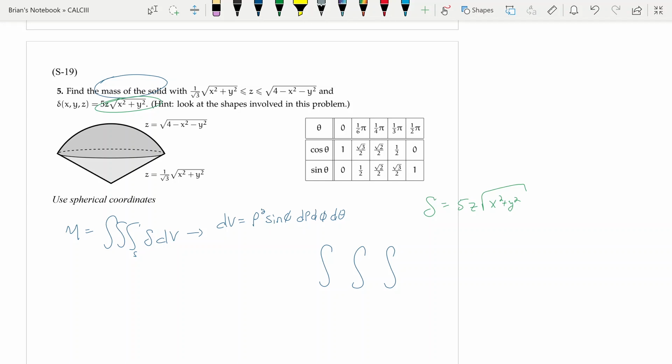All right, let's see how you all did. We've got the z right here. Remember that z is equal to rho cosine of phi, excuse me, I'll check my identities. Yes, cosine of phi. And then x squared plus y squared is equal to r squared. We're taking the square root of it, which becomes r. Remember that r is equal to rho sine phi. So we know that our density function is equal to 5 times rho cosine of phi times rho sine of phi.